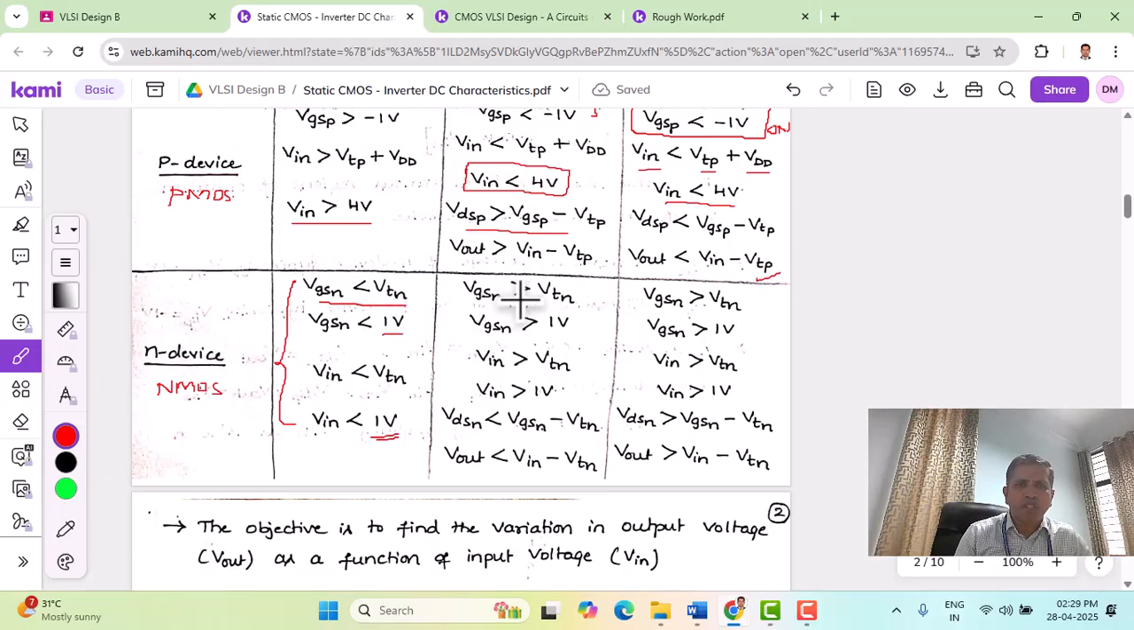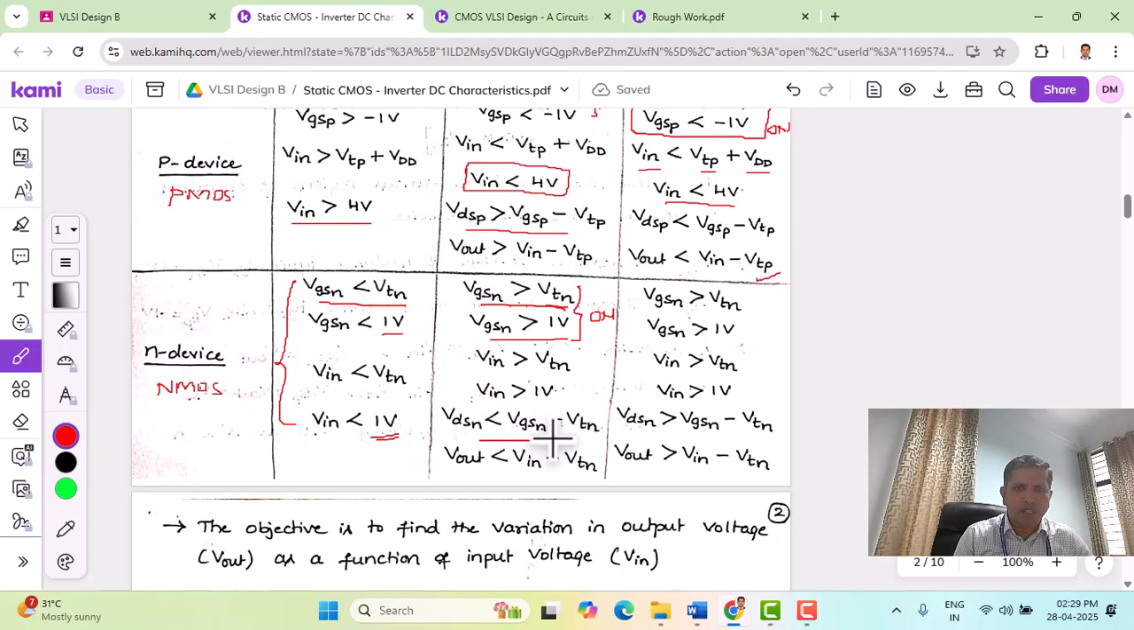For the NMOS device to operate in the linear region, we need to turn on the transistor first. For that, we need to apply a gate to source voltage across the NMOS device greater than the threshold voltage. This is the first condition. Alternatively, this can be written as VGSN greater than 1 volt. This makes the transistor turn on. Once the transistor is turned on, we need to maintain the drain to source voltage less than VGSN minus VTN.